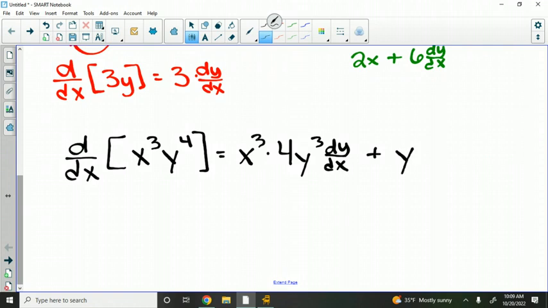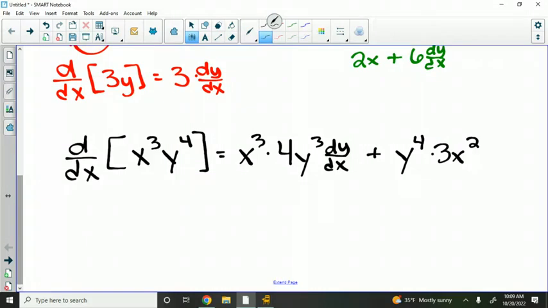Plus the second times the derivative of the first. So the derivative of x cubed, 3x squared. Why don't I have a dy dx next to this y? It's not derived. It was in its original form.